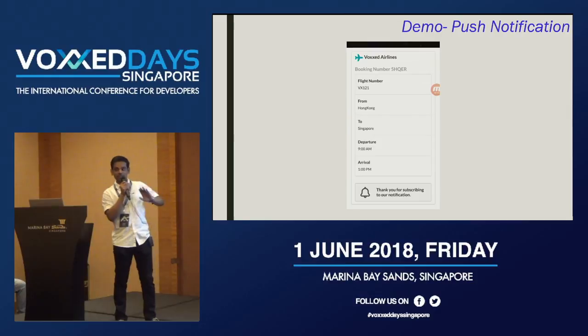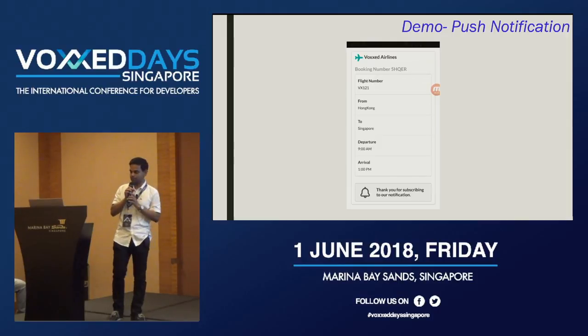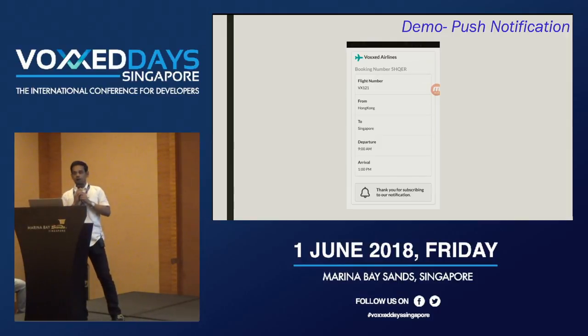So the notification is similar to the native notification. It comes in the notification tray. There is no difference between a web app or PWA and native apps. Let's see how we do it.